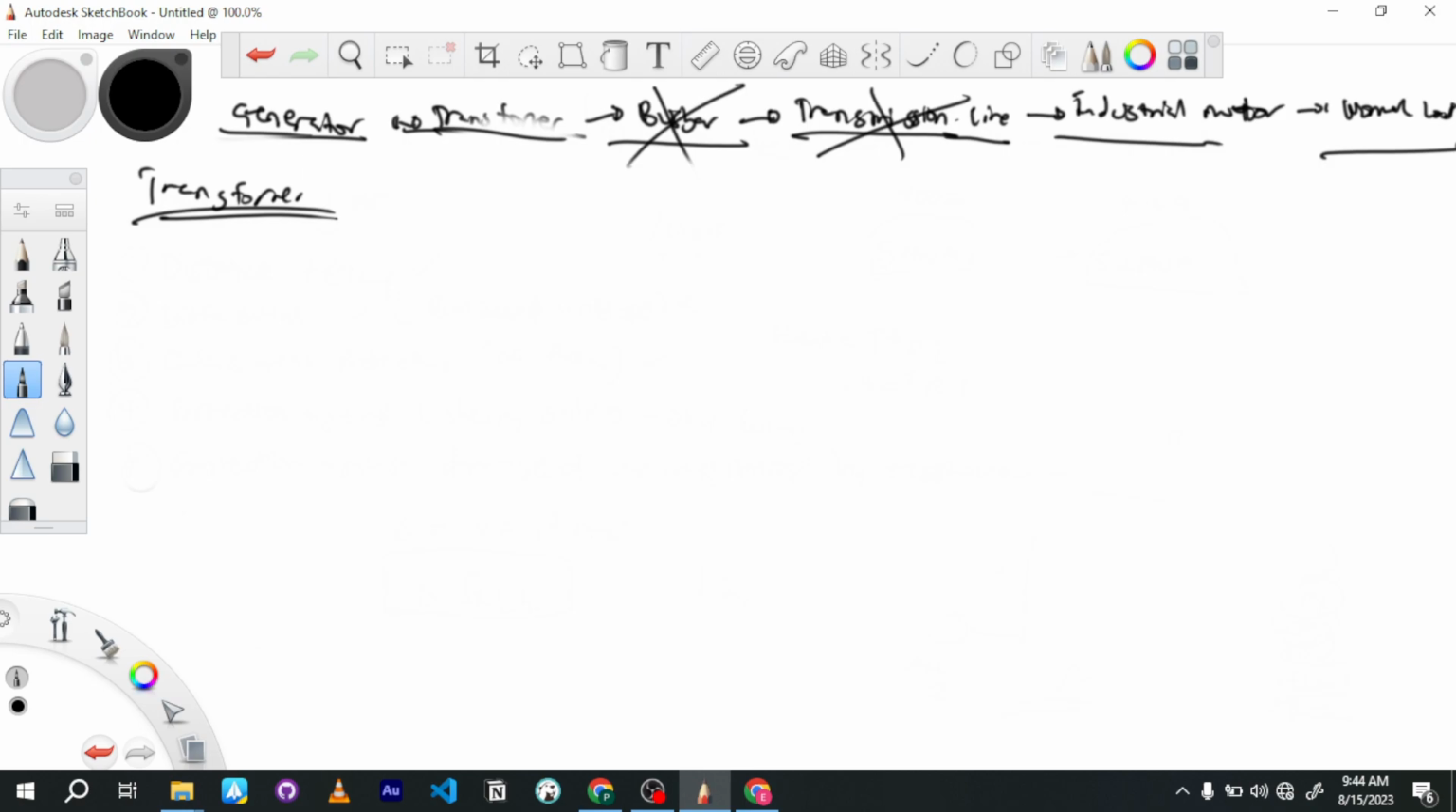So basically, you have some transformer here. This is the CB. This is the CT.